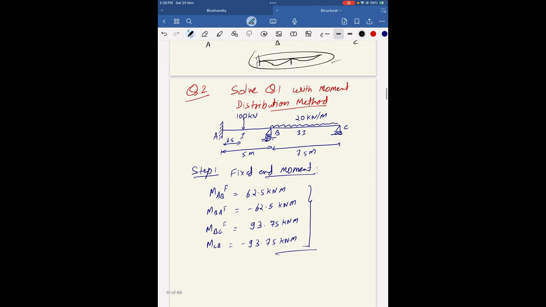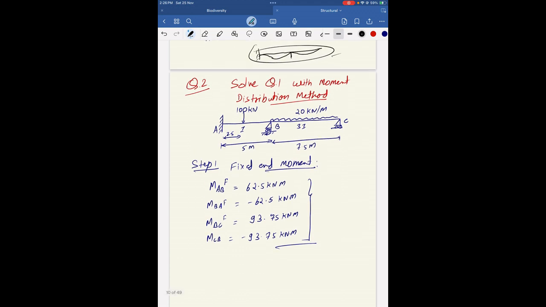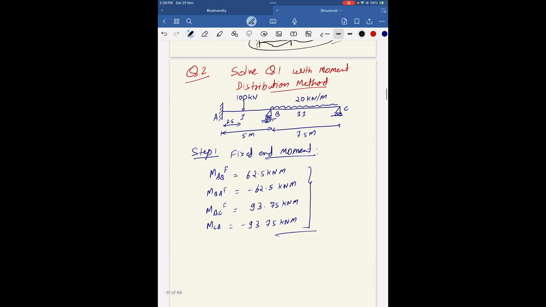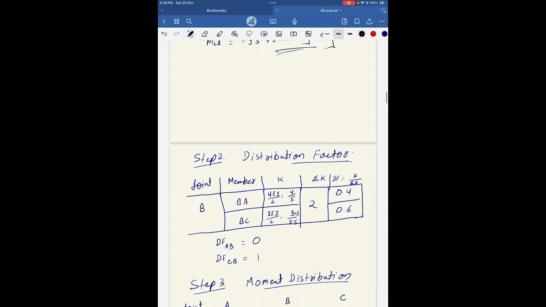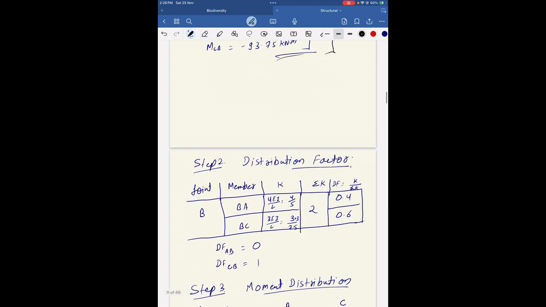Now we will solve the same question with the moment distribution method. In the first step we have to find the fixed end moment. We have calculated the fixed end moment in the above process also, so it is the same. Then we have to find the distribution factor of the joints.